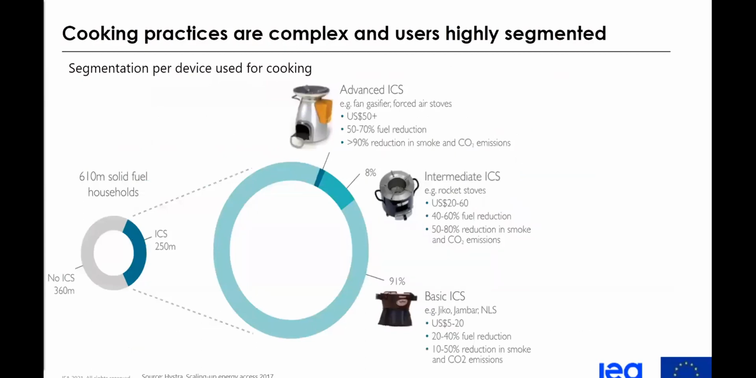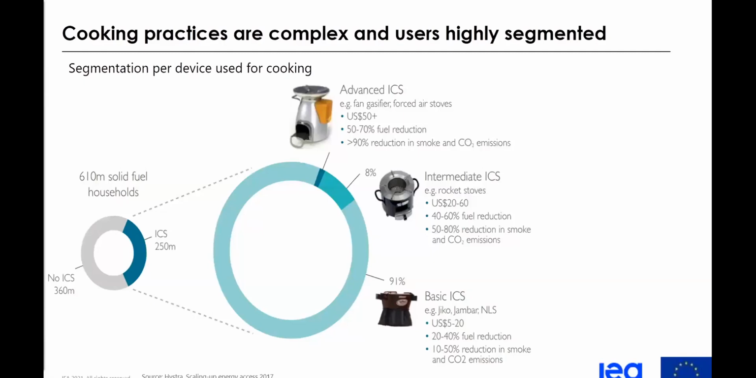There are some complications to understand that, because when you use an improved cook stove, there are different types with different efficiencies, and they also release smoke in different ways. So there is different CO2 emitted. For example, a basic improved cook stove uses between 20 to 40% less fuel than a traditional cook stove. But if you use an intermediate cook stove, you can reduce up to 60%, and with an advanced improved cook stove, you can reduce by 50 to 70% fuel consumption.